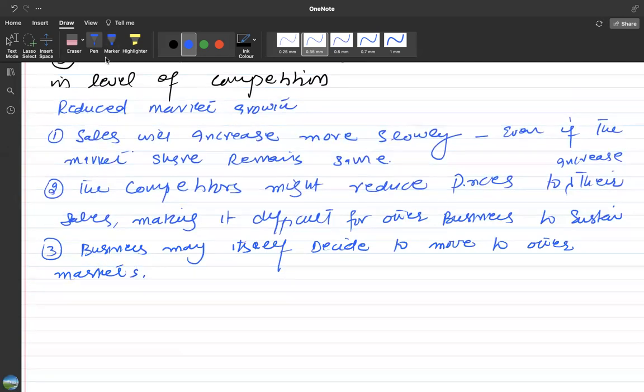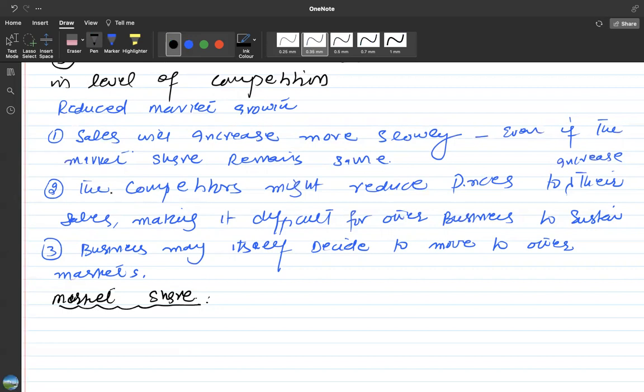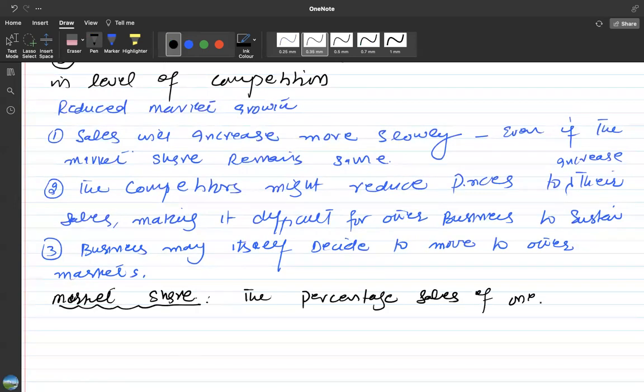The third concept related to all this is market share. What is market share? Market share is the percentage sales of one business in comparison with the whole industry.